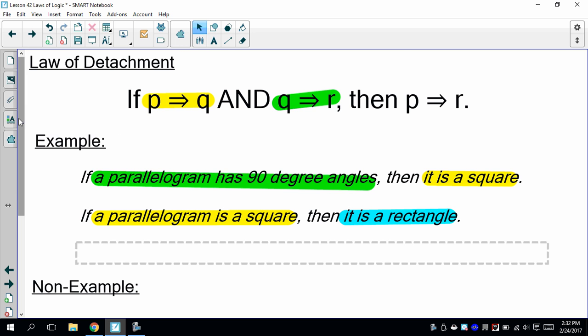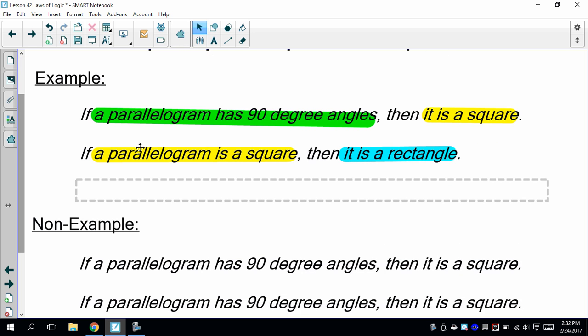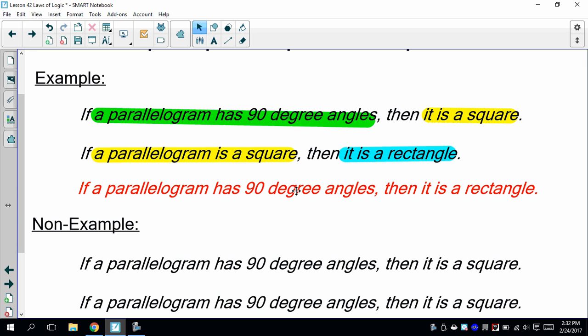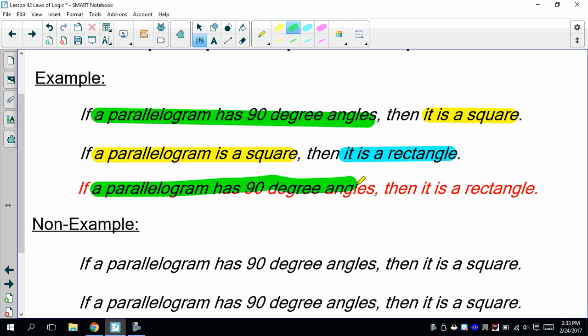And we can draw a conclusion based on these two statements that if a parallelogram has 90-degree angles, then it is a rectangle. So basically we end up with the first hypothesis and the second conclusion forming a new if-then statement. So we have a P, a Q, and then Q shows up again, and we have this new thing R. Then we can conclude if P, then R.